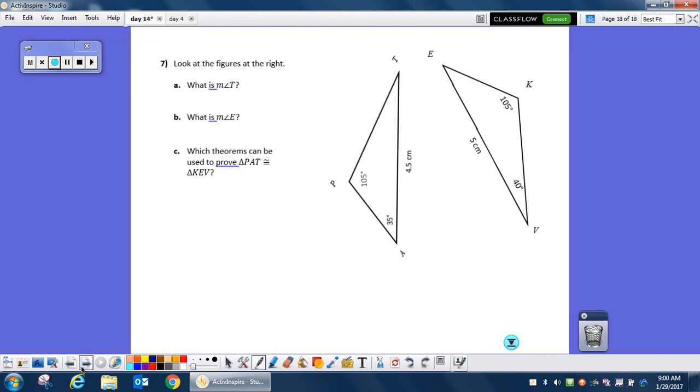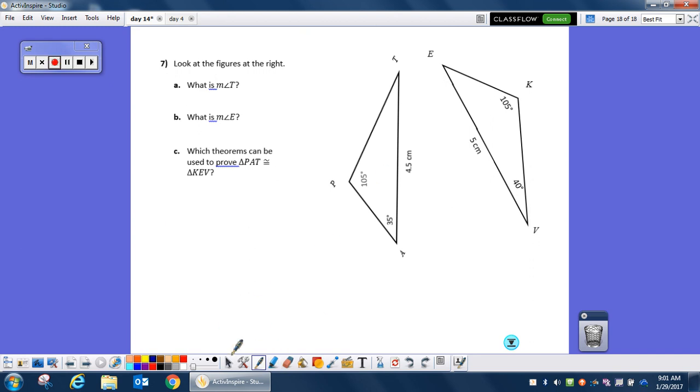Alright, the last question, you have figures at the right. So measure of angle T, you should definitely be able to find that based off of missing angles in a triangle. You should also definitely be able to find measure of angle E. Or you could use that corresponding angles of similar triangles are congruent. So we'll be checking that before you turn this in.